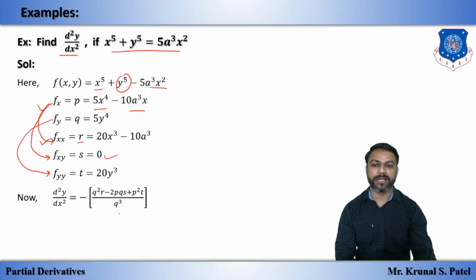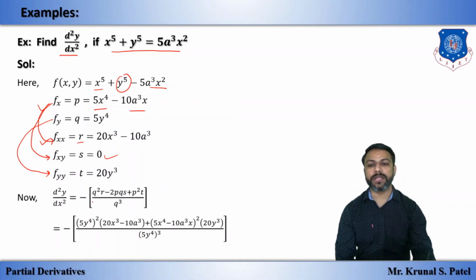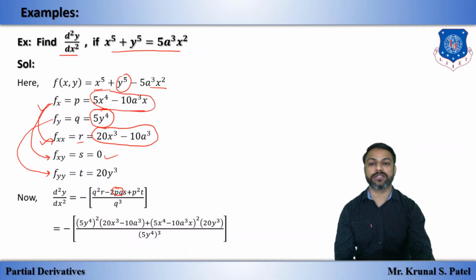Just write down the formula and put the value of q, that means 5y raised to 4 whole square, r, that means this 2x cube minus 10a cube, plus we have s as 0, so this middle term will be 0, no need to write it down, plus p square, p multiplied by p, that means 5x raised to 4 minus 10a cube x whole square, and t, that means 20y cube upon q cube, that means q, that means 5y raised to 4 cube.